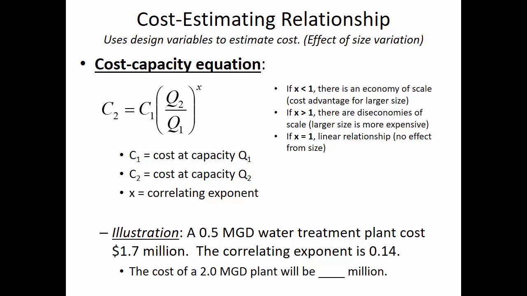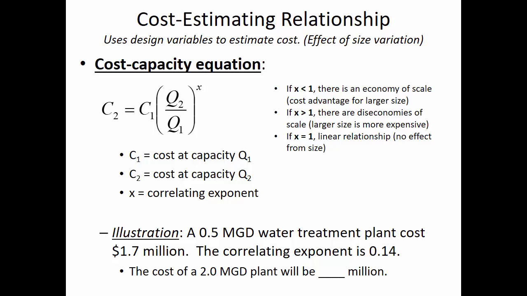$2.06 million. 2.1 million. All right. $2.06 million. And so if you look at it, the small plant cost 1.7 million, but we quadrupled the capacity for just a little bit more because that correlating exponent is so low.